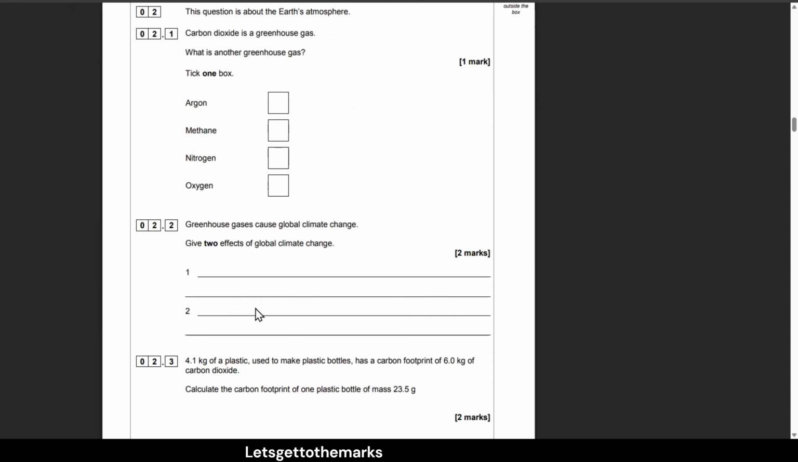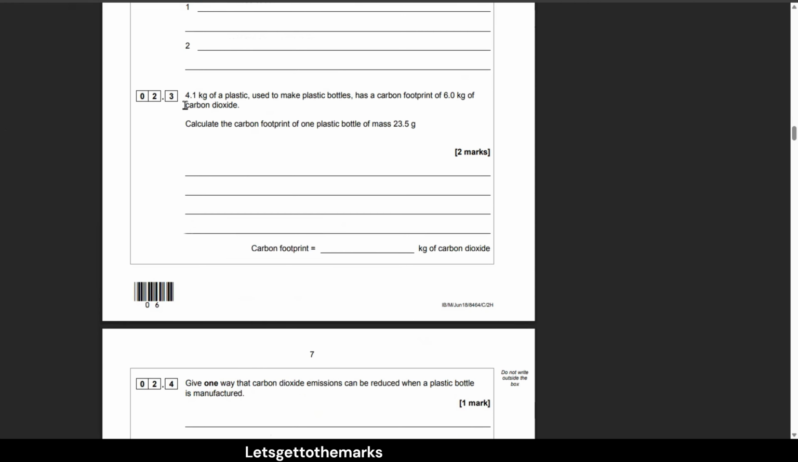Bada bing, bada boom. 2.3, 4.1 kilograms of a plastic used to make plastic bottles has a carbon footprint of 6 kg of carbon dioxide. Okay, calculate the carbon footprint of one plastic bottle of a mass of 23.5 grams. It's worth 2 marks. There is no formula for this. This is just a mental maths that they like to give you. Remember, 10% of your chemistry and biology is going to be mental maths and your physics.